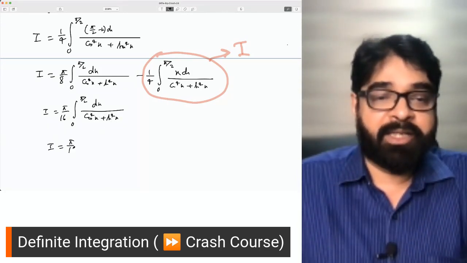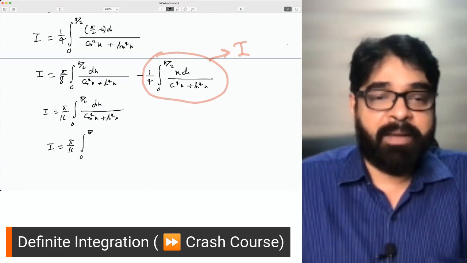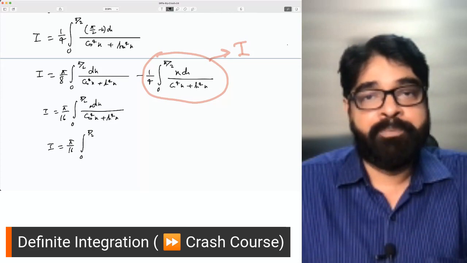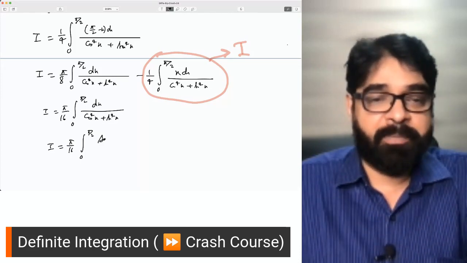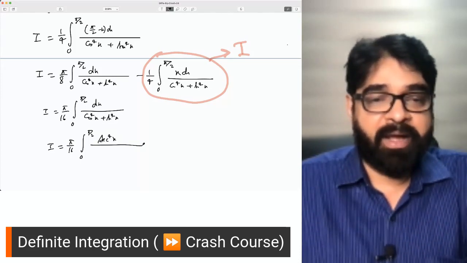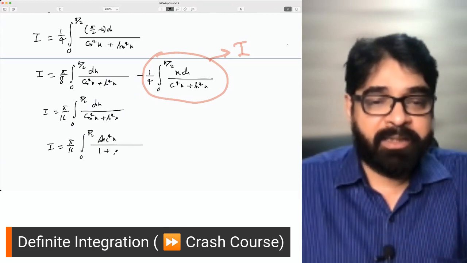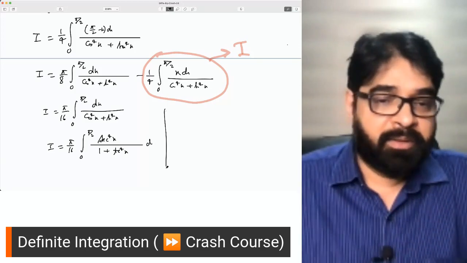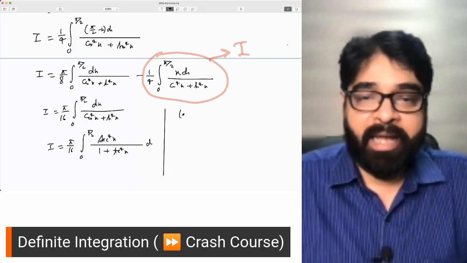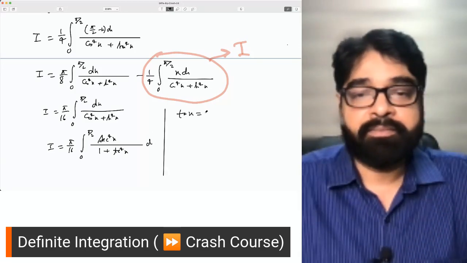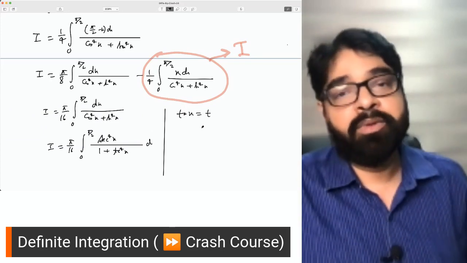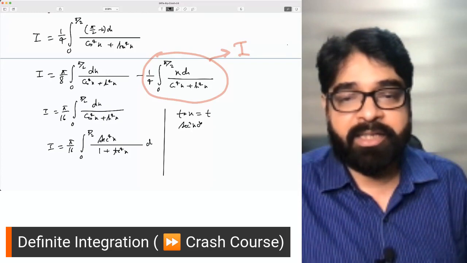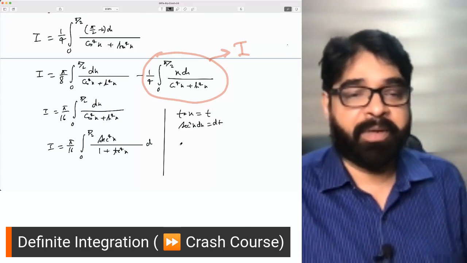So it will be pi by 16, 0 to pi by 2. Cos power 4x, if I divide it here, it's going to be secant power 4x divided by 1 plus tan power 4x dx. I hope everybody got the idea. Tan x equal to t, so secant square x dx equal to dt, right?